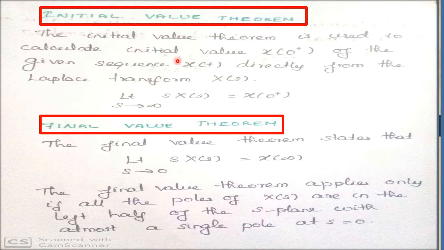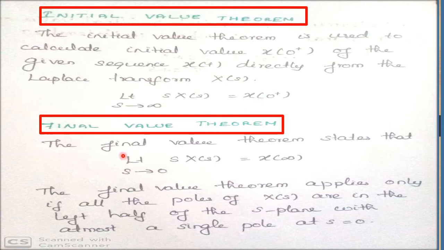The initial value theorem is used to calculate the initial value x of 0 of the given sequence x of t directly from the Laplace transform. That is, using this relation we can find x of 0. So limit s tends to infinity, s into X of s is equal to x of 0. So by applying this limit in s into X of s, you will be getting the value for x of 0.